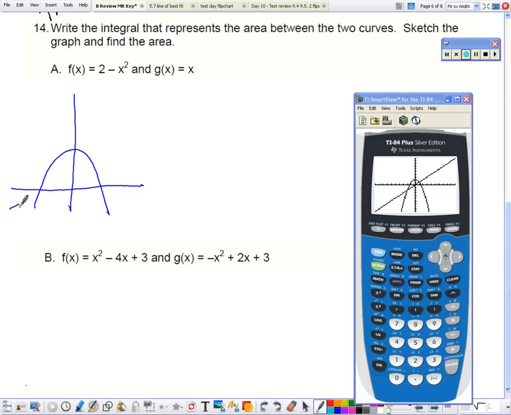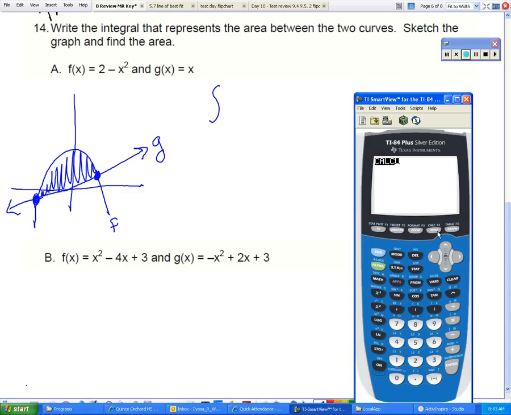So making my sketch, this is my f, this is g. So I want to find the area in between here. And that's going to be the integral from this point where they intersect to this point. So to find that, do second, calculate, intersect, arrow over to that spot, and hit enter 3 times.